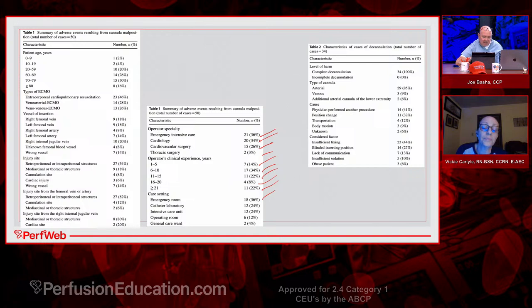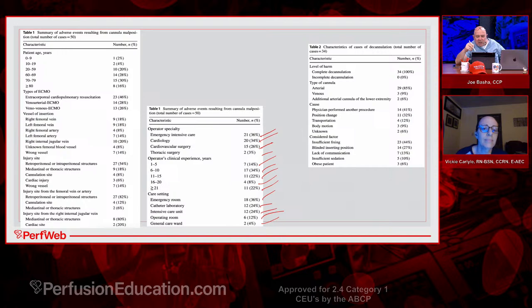I'm going to get to that. Absolutely. The cath lab, 24%, ICU, 24%, operating room was only 12%, general care ward, 4%. So they brought it up to the med-surg floor or to the ortho floor where they had a PE, and they just went ahead and put the patient on ECMO right there and then wheeled them down to the ICU from there. That is what they did.